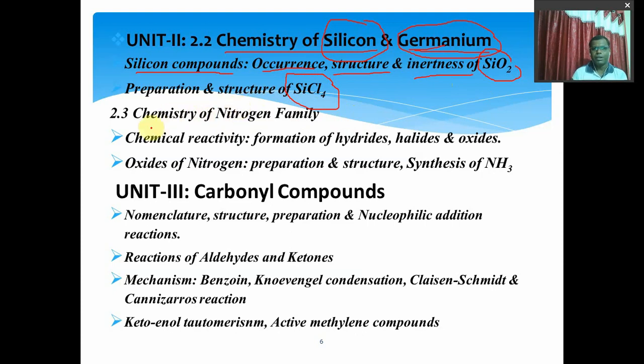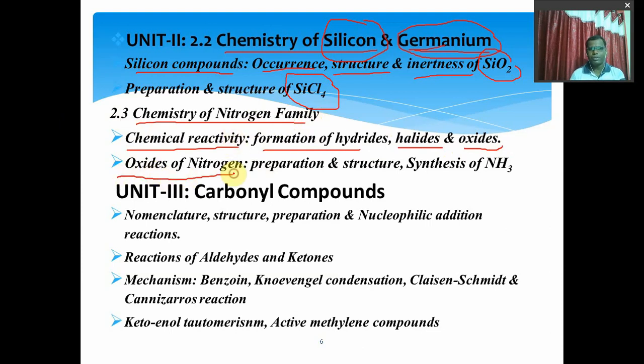Again, you are going to discuss the third topic in the same unit, called chemistry of the nitrogen family, because there are so many compounds present in nature which contain nitrogen. In this topic you are going to discuss the chemical reactivity of nitrogen family compounds, formation of hydrides, halides and oxides of nitrogen, how the hydrides, halides and oxides of nitrogen can be formed, and what their chemical reactivity is. All these things you will study in this topic.